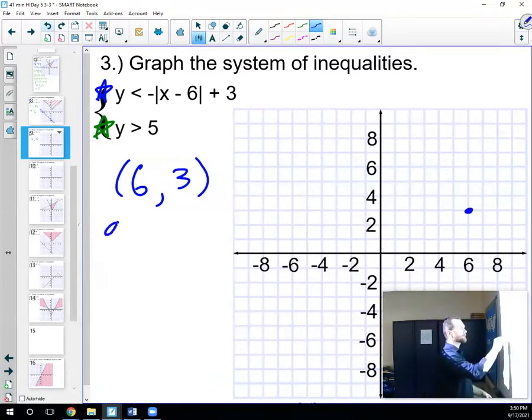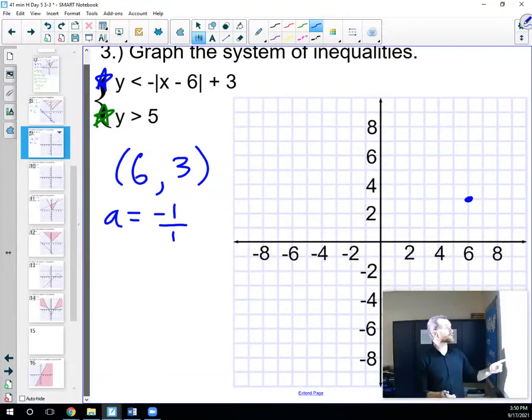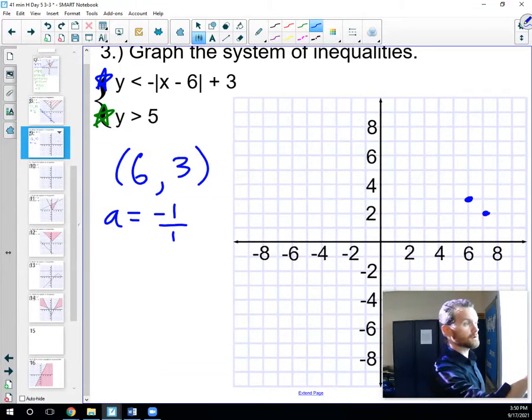Now let's find our a value. The a value is a negative 1. You can think of it like a negative 1 over 1 if that helps you. And now we just graph it. So from our vertex, I go down 1, right 1, down 1, right 1 as many times as we can.